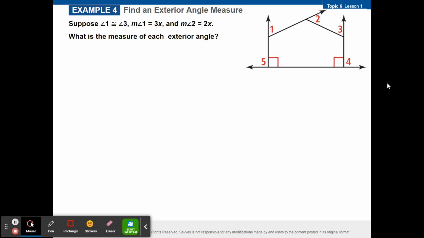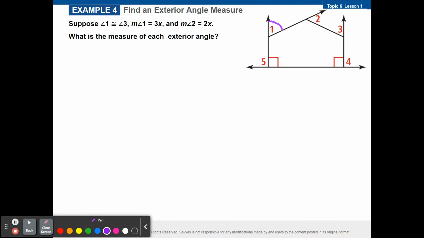All right, now take out those sheets that I gave you. We're going to work on example 4 and 5 together. I want us to do both because there are some really good differences within the problems that will still help. Okay. So here's the first thing. It says suppose angle 1 is congruent to angle 3. So I'm going to mark that.